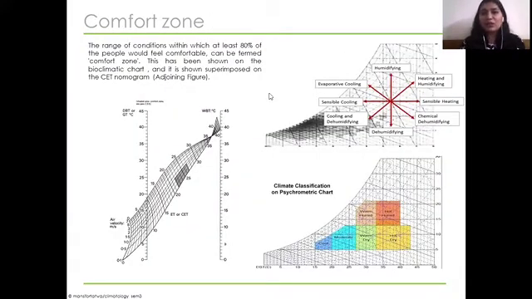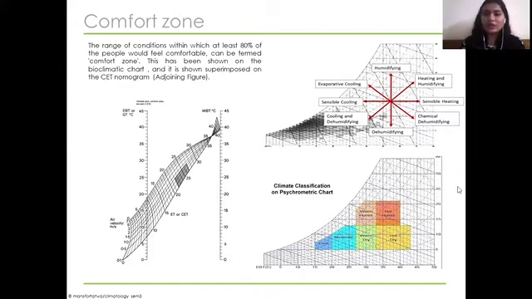Again, if you see this second diagram, it essentially tells you, if your comfort zone shifts in any particular direction, what are the strategies that are required. And the second one shows you where the probable locations of the comfort zone are in different climates.